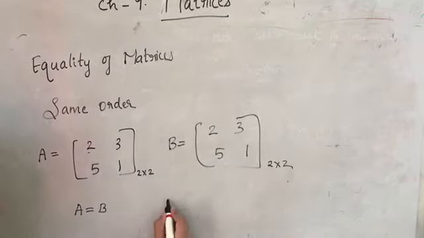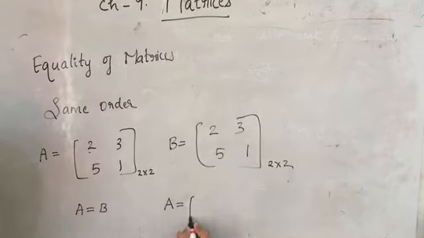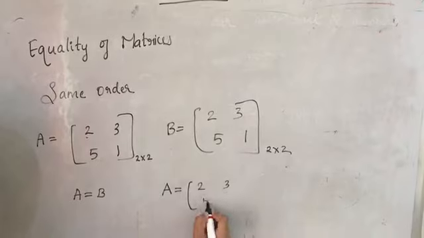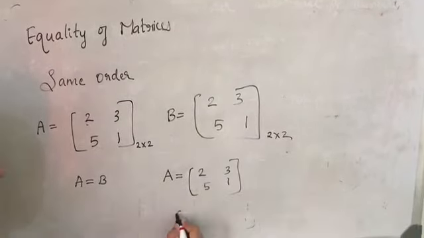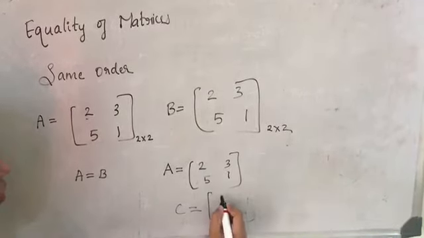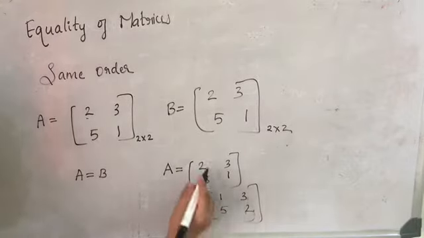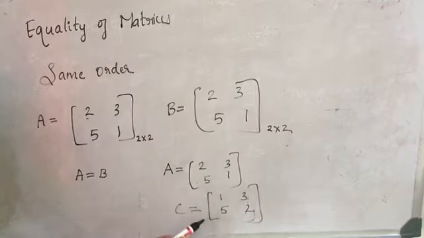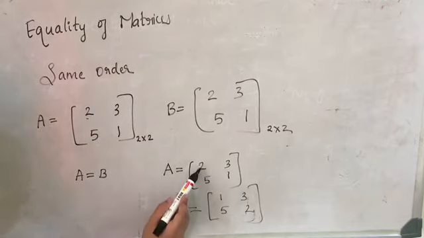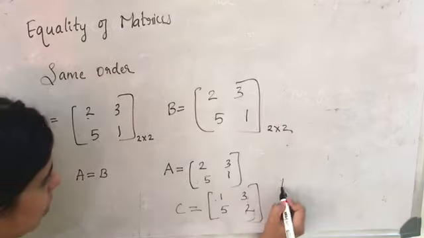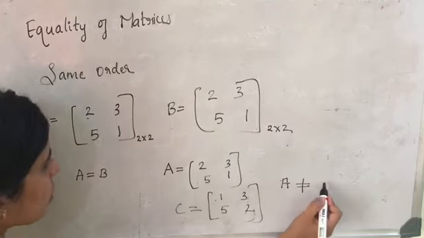But if by chance you have a matrix like this, 2, 3, 5, 1, and matrix C equals 1, 3, 5, 2, the elements look similar and are equal, but the corresponding elements are not equal. So this means A is not equal to C.